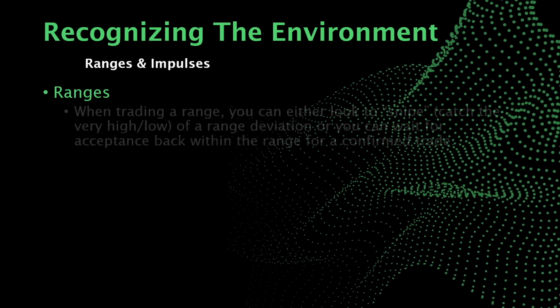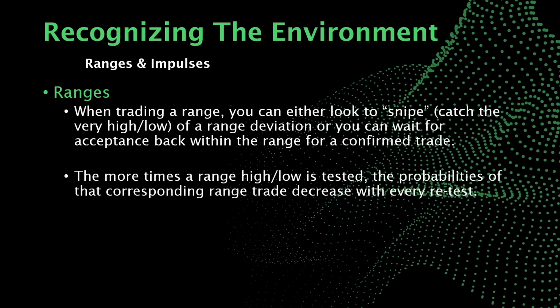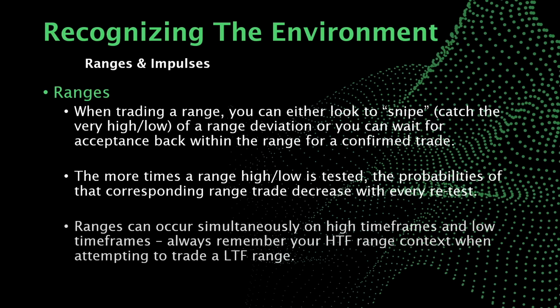So in recognizing the environment, firstly, ranges. When we're trading a range, you can either look to snipe or catch the high or the low of the range, or even try to catch the deviation, or you can just wait, if you want to be a bit safer, to see the price come back within the range for a confirmed trade. The more times the range high and low is tested, the more probability that that corresponding range could be broken.